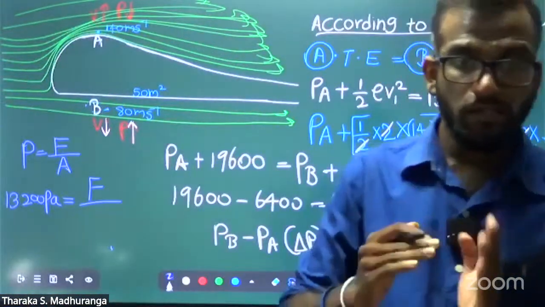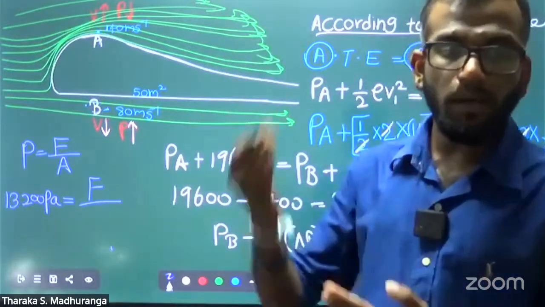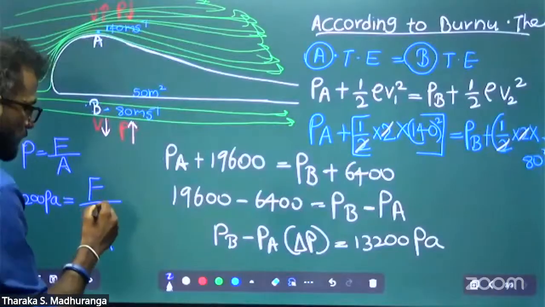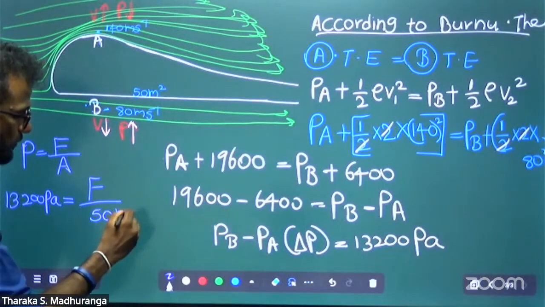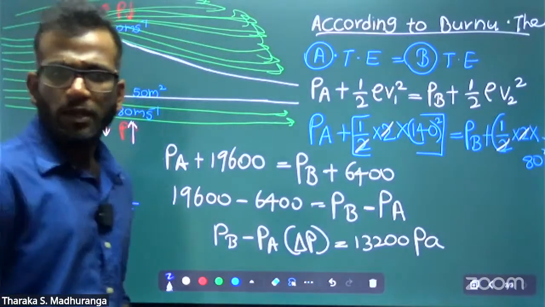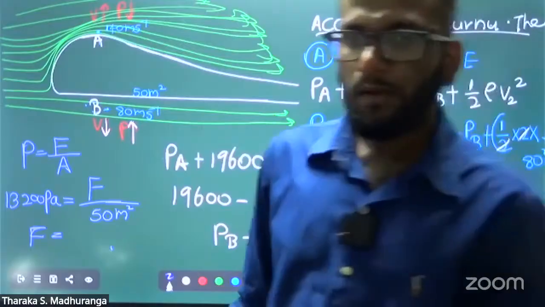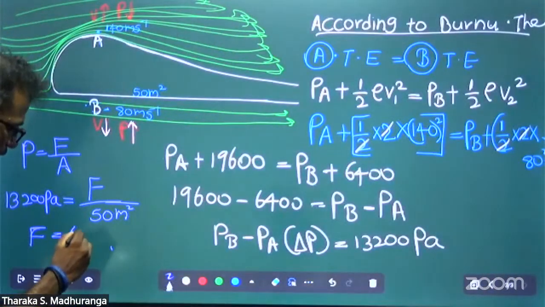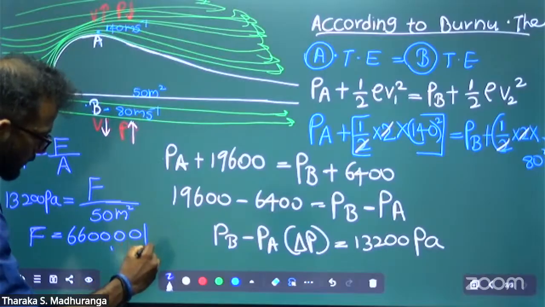Now we are going to find the external force exerted on the plane. The A is 50 square meters. Now F equals 13,200 into 50. Quickly get this value. 13,200 into 50 is 66 and 4 zeros, Newton.